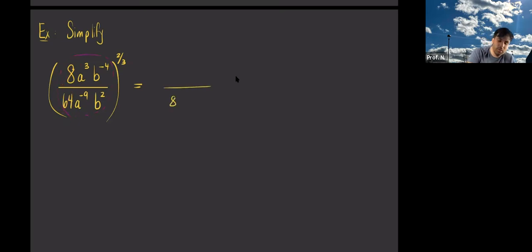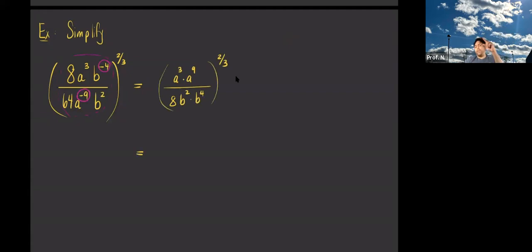Now, what I'm going to do is quickly make these negative exponents positive by moving them to their corresponding places. If you're in the numerator with a negative exponent, you go into the denominator. If you're in the denominator and have a negative exponent, move it to the numerator. So when I do that little switcheroo, I get a cubed times a to the 9th, and I get b squared times b to the 4th. This is still raised to the 2/3 power.